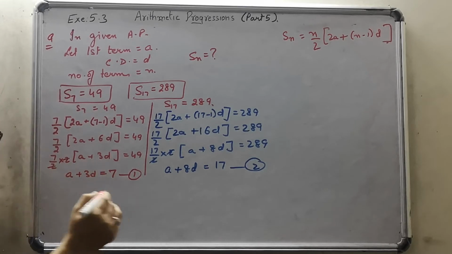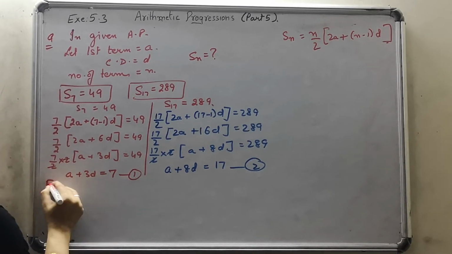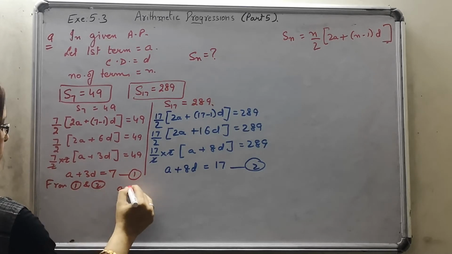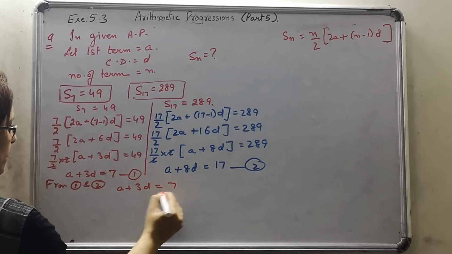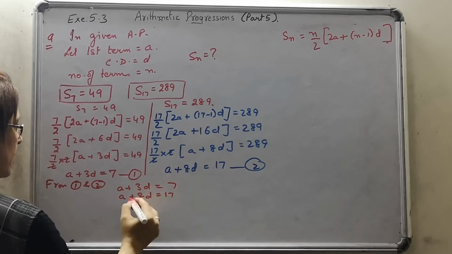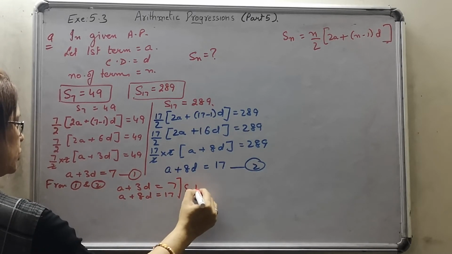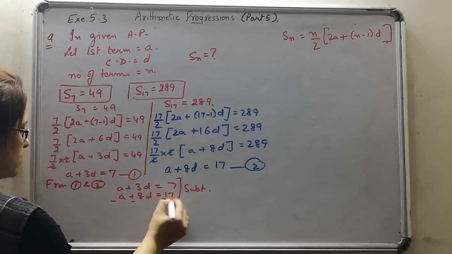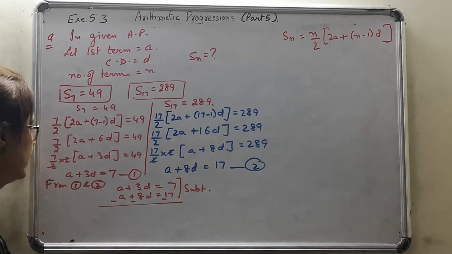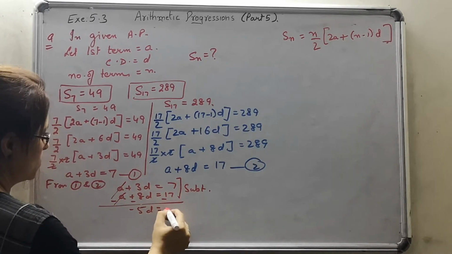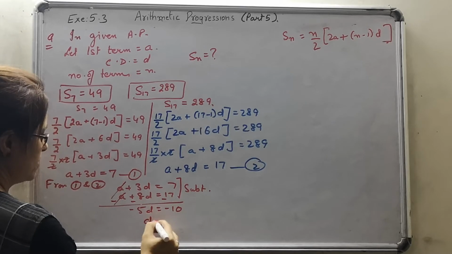elimination to work out the values of a and d. From 1 and 2, a plus 3d is equal to 7, a plus 8d is equal to 70. I'm going to subtract them because the coefficient of a is the same. All I have to do is to alter the signs. That's why we are subtracting. This goes, I have minus 5d is equal to minus 10. So d is equal to 2.